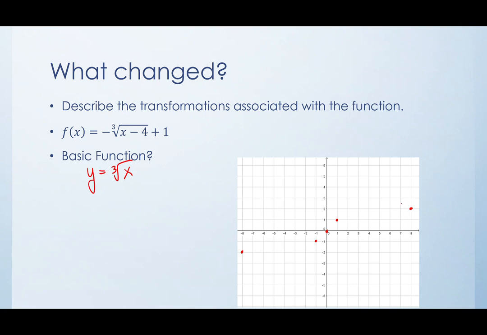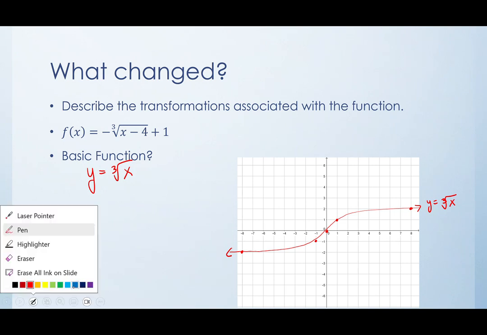The cube root of 8 is 2, the cube root of negative 8 is negative 2, and we can mostly hit our dots there. Good enough, right? So here's our cube root of x. And again, we're going to follow PEMDAS here. I'm going to change colors.